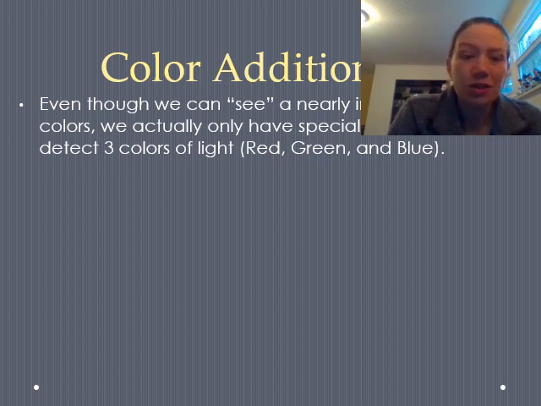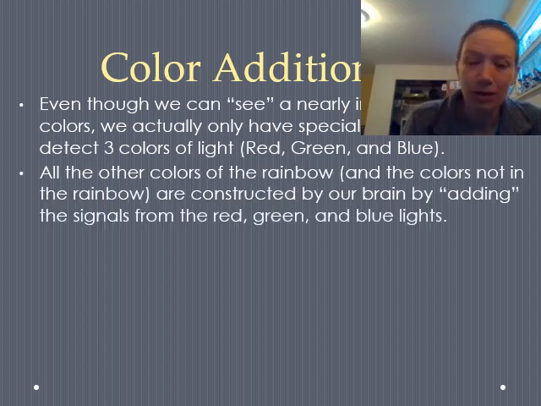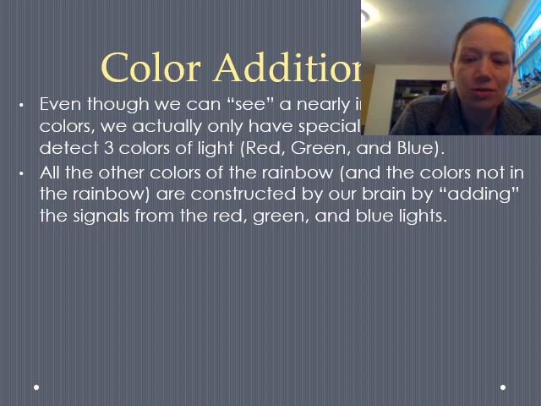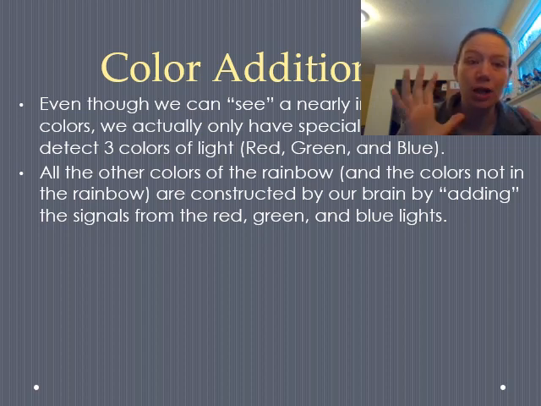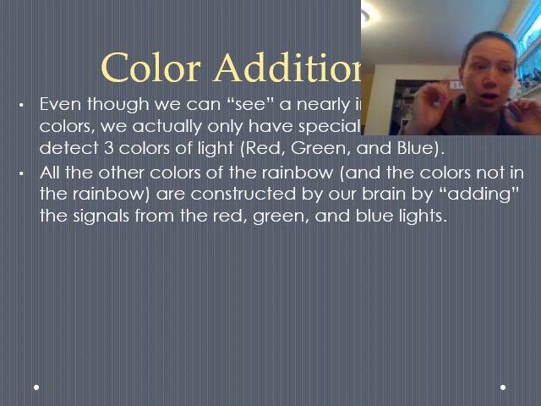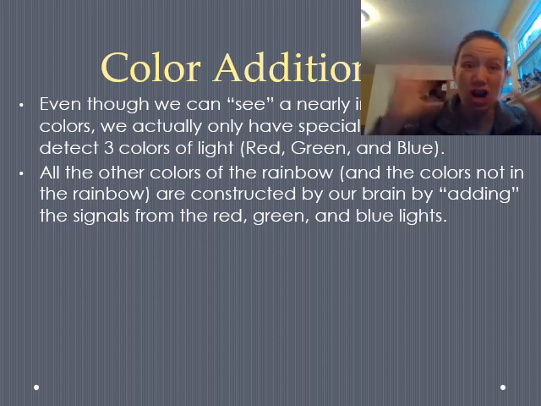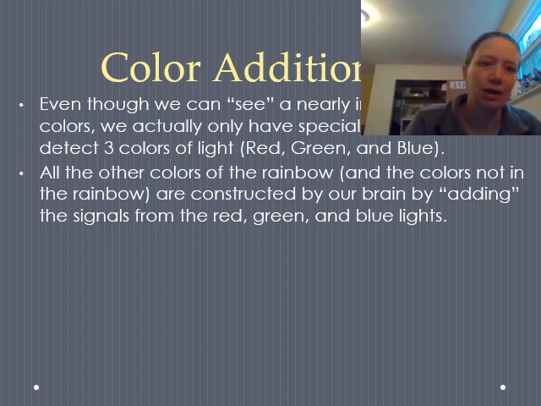And so the question is, how do we see all the colors when we only have detectors for three of them? And the answer is that our brain actually invents all those other colors by combining the signals from the red, green, and blue lights. So if you were looking at just a plain red light, the red cones in your eye would be going, woo, red, and the other cones would not be making any kind of excited signal at all. And same thing, if you saw just blue, it would be whee, exciting, right?